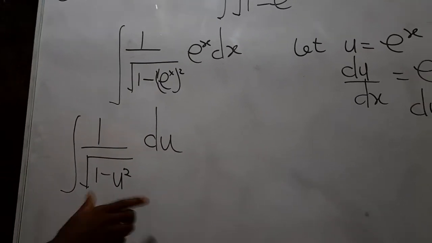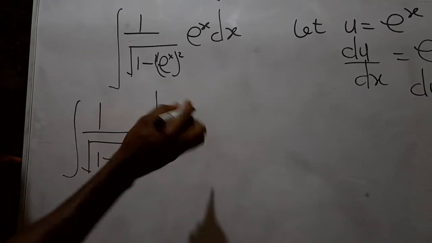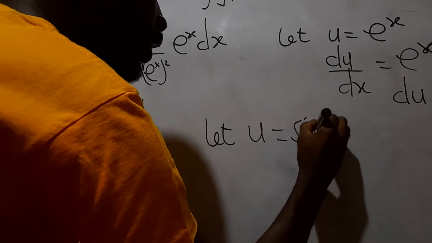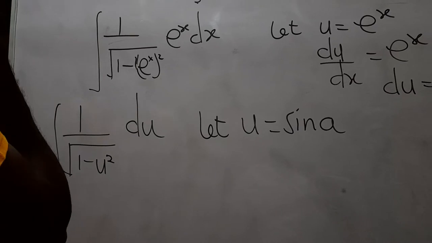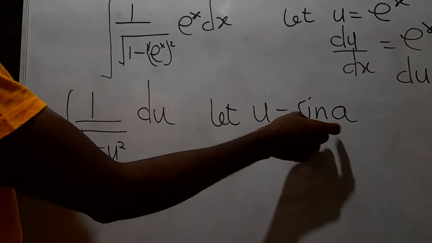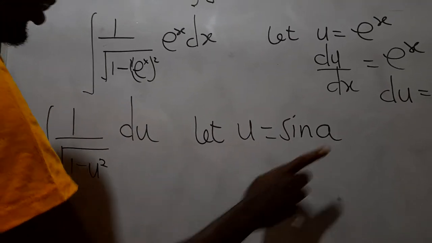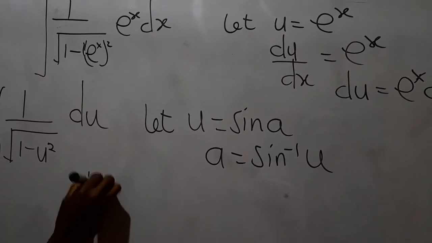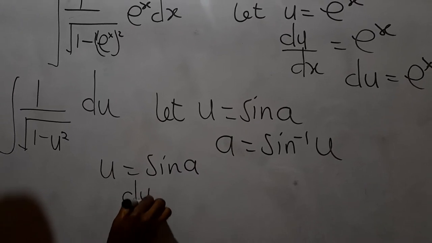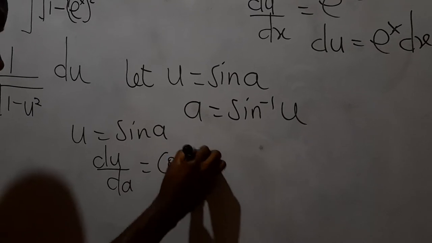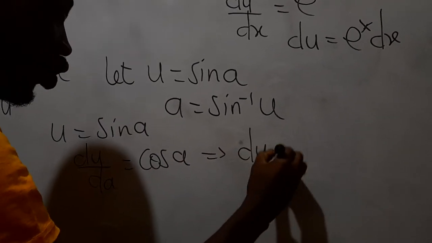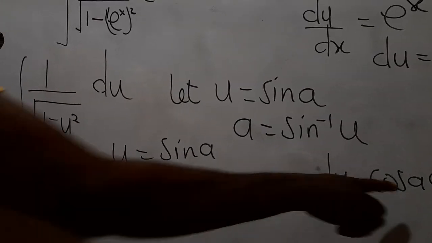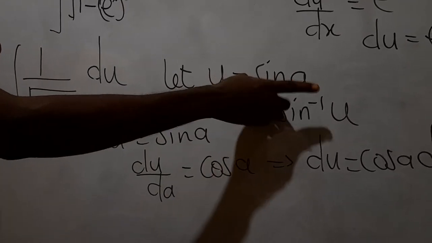Now, how do we solve this? Remember how to integrate these functions. We let another variable, say u to be equal to sin A. Because when we're doing inverse trigonometric functions, the differential of sine inverse will give you this function, if you remember very well. So we have to let u be equal to sin A. So our A can be equal to sine inverse of u. Since u is equal to sin A, also du over dA is equal to cos A. Then this implies that our du is equal to cos A dA. So in place of du, we substitute cos A dA, and in place of u, we substitute sin A.